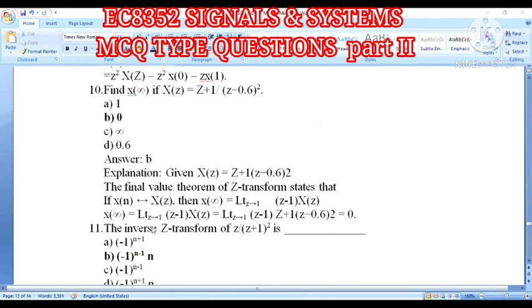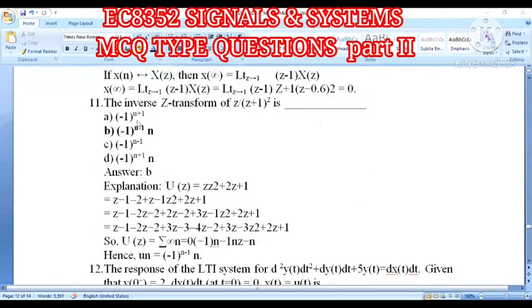So x of infinity equals limit z tends to 1, z minus 1 multiplied with x of z. X of z is here z plus 1 divided by z minus 0.6 whole square. So when you apply this limit value, you can get 0 only. Okay, so I put here 0.